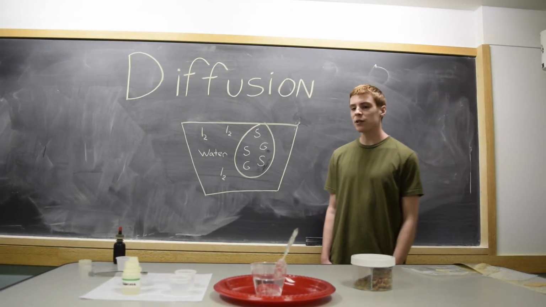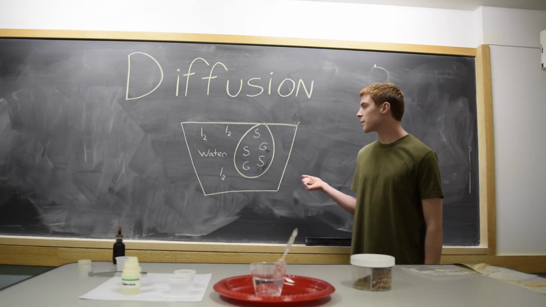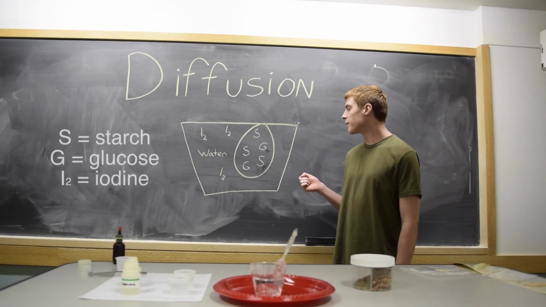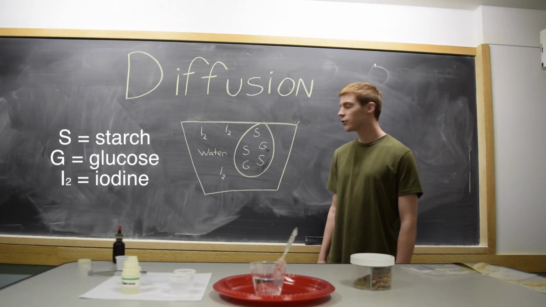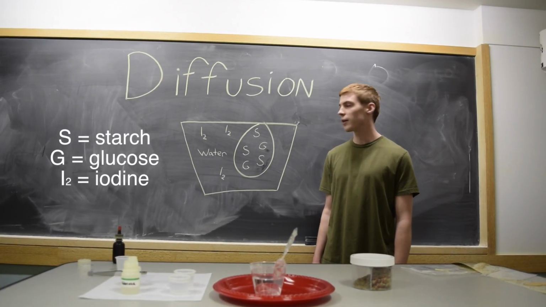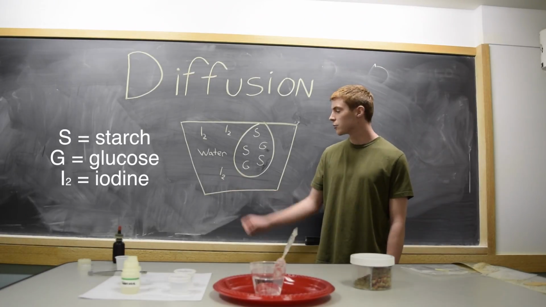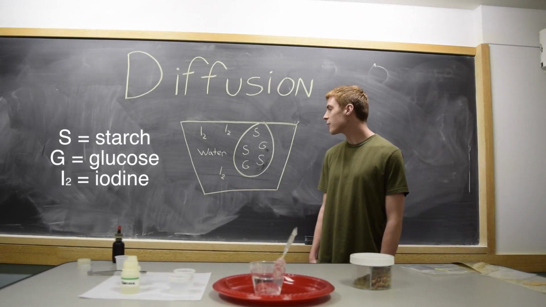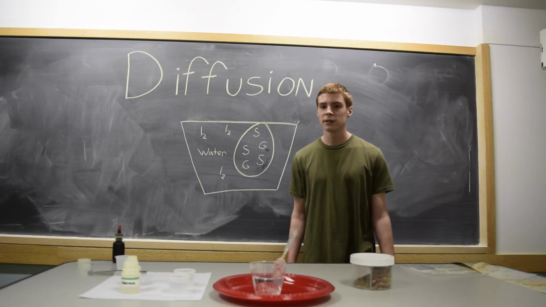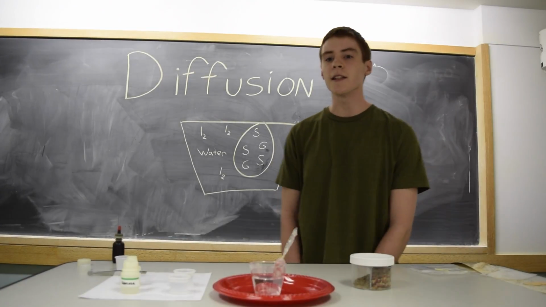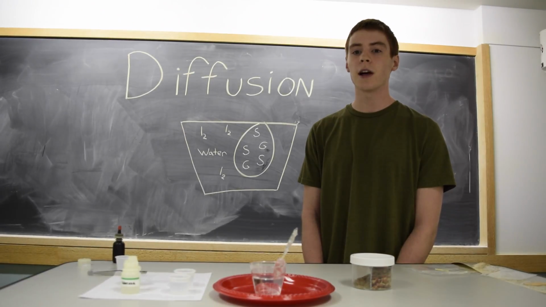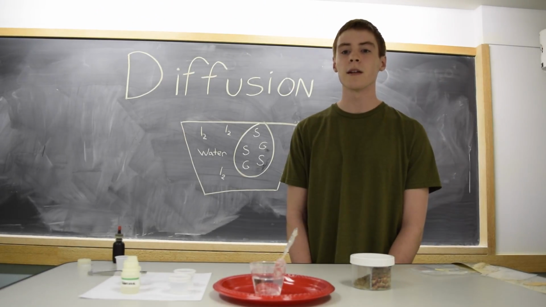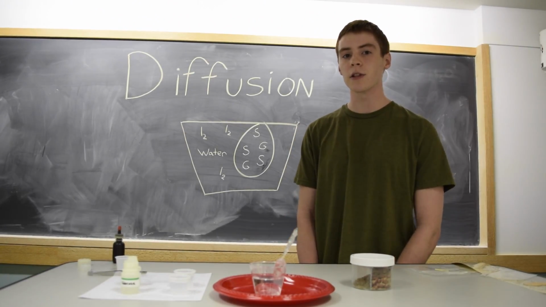On the students' observation sheets, they have a diagram similar to this one. You should tell them that S represents the starch molecules, G represents the glucose molecules, and I2 represents the iodine molecules outside of the dialysis tubing. Tell the students that they need to know how to prove what molecules have moved through the semi-permeable membrane. They need to know how to test for glucose and starch.